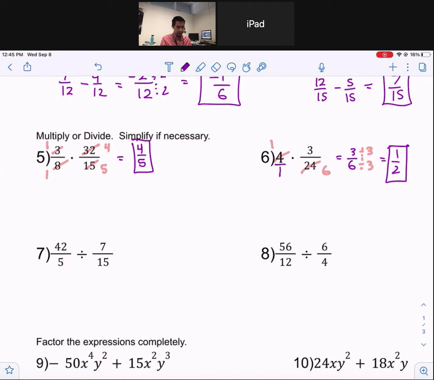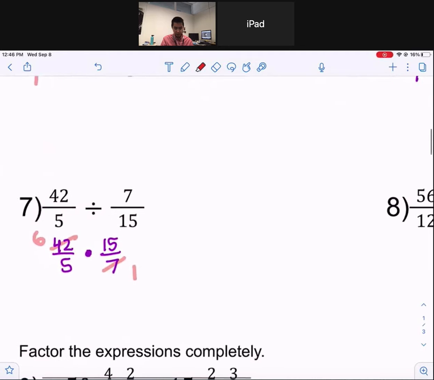7. This division sign, we need to get rid of that. So copy down 42 over 5. You make the division sign multiplication now, and if you change it to multiplication, this flips, taking the reciprocal. And now we can cross cancel. 42 and 7, you guys, you can divide both by 7, so 42 divided by 7 is 6, 7 divided by 7 is 1. 15 and 5 can also cancel. 5 can go into 15 3 times, and 5 can go into 5 once. So when we're multiplying, 6 times 3 is 18, 1 times 1 is 1. 18 over 1, you guys, is just 18.